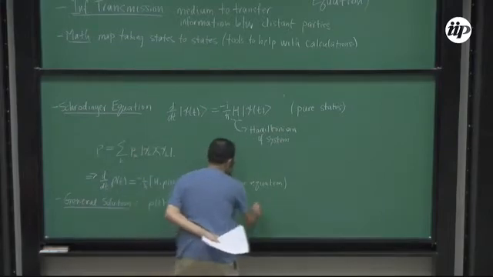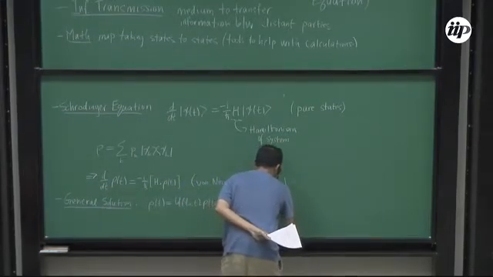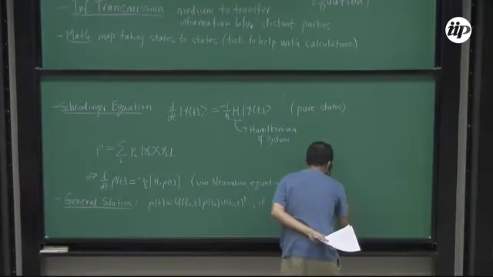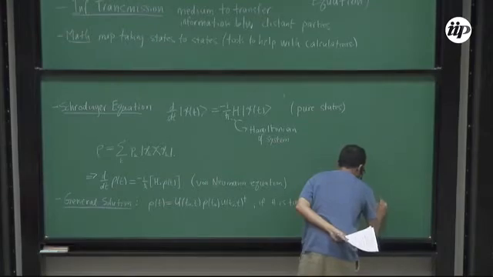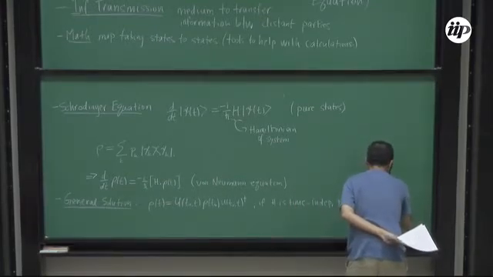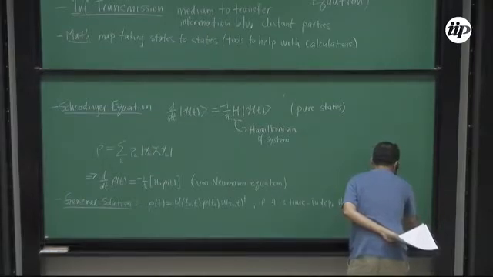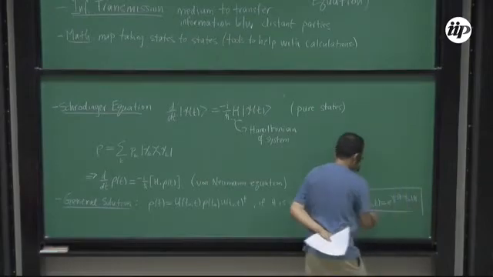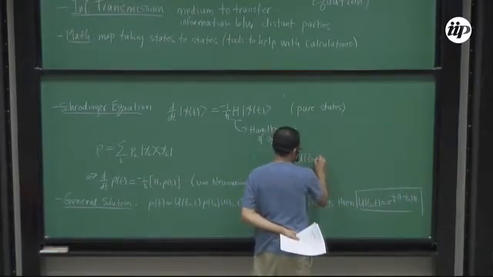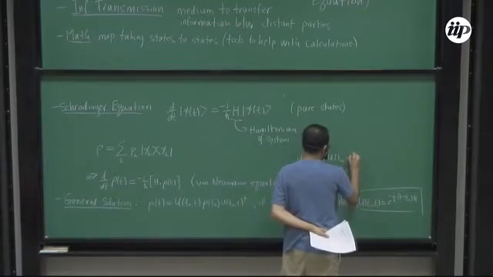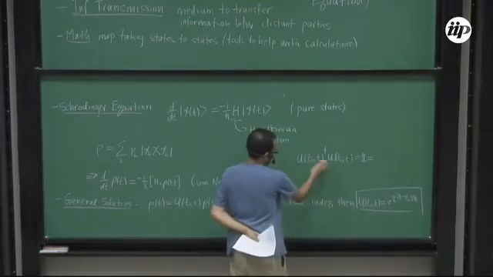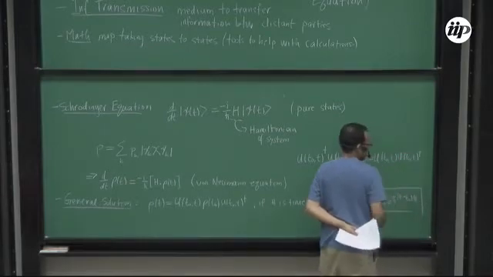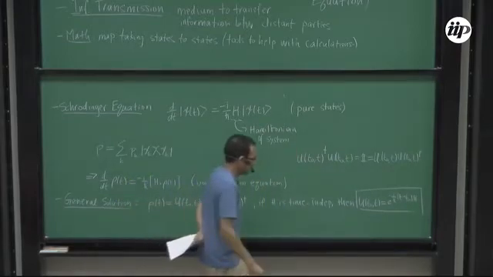Where this is a unitary, and in particular, if H is time independent, then it's this. So this is a unitary in the sense that U dagger U is the identity, and the other way it works as well. So that also holds. Okay, so this is what we have in general.